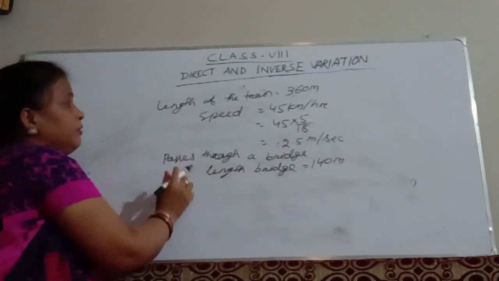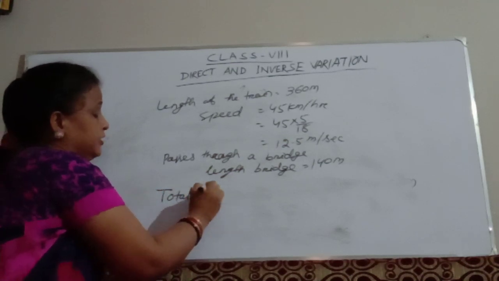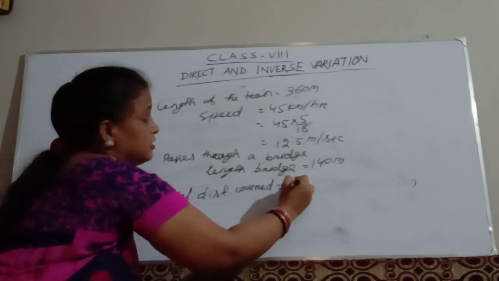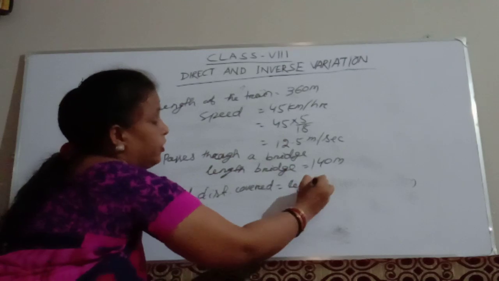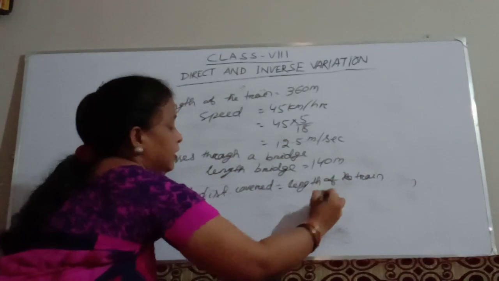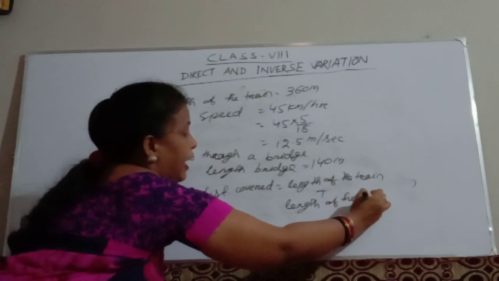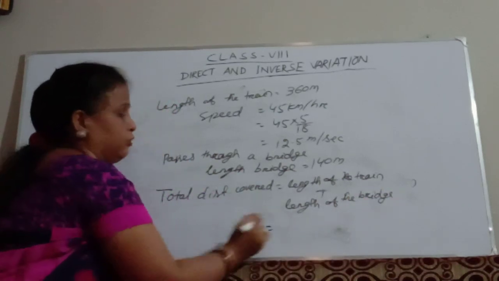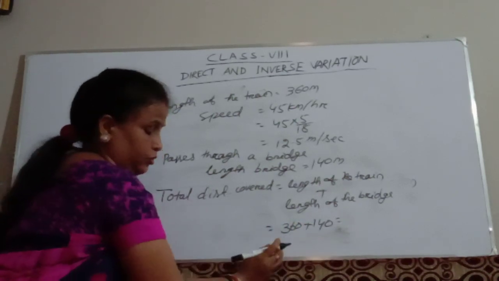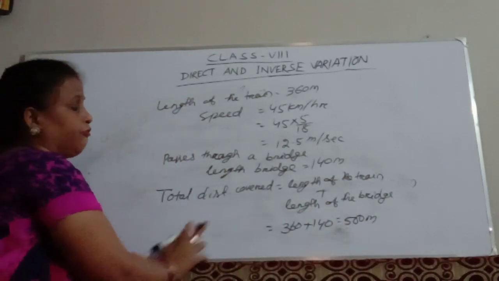So the train will pass through how much distance? Here one thing you can write down, the total distance covered. You can write down the length of the train plus the length of the bridge. Both you have to add. So in this manner, 360 plus 140 is equal to 500 meter. So the total distance covered is 500 meter.